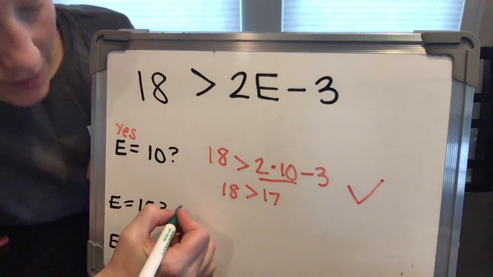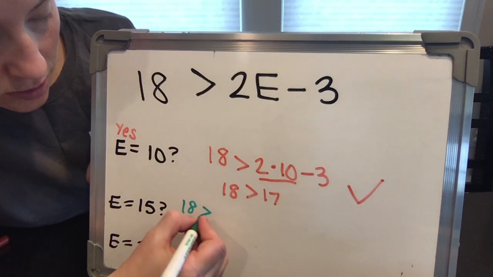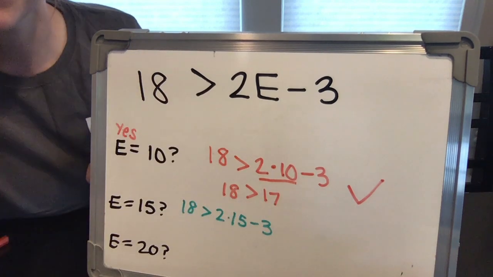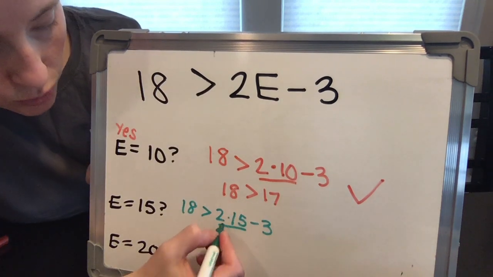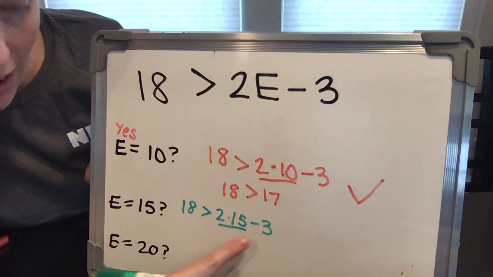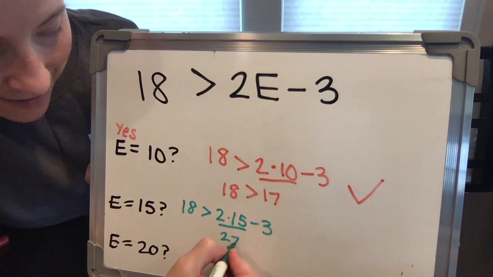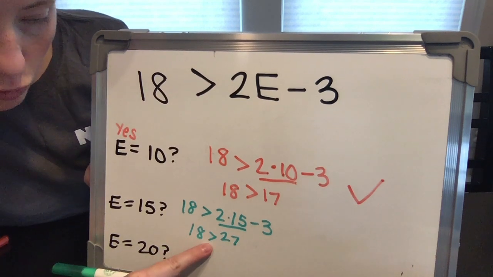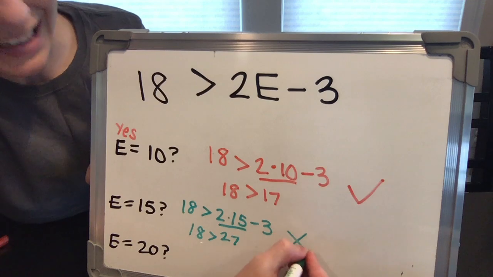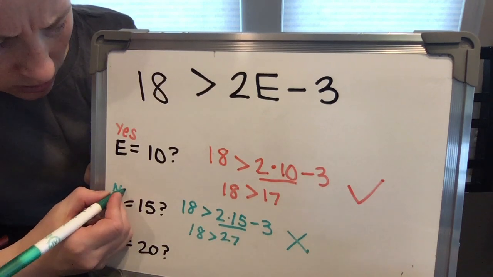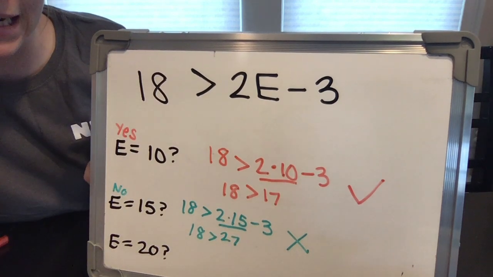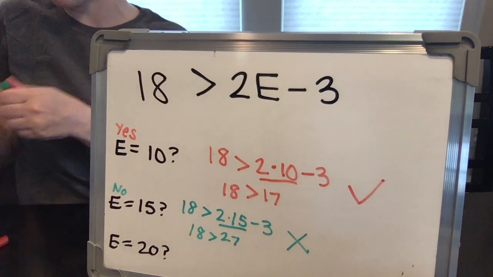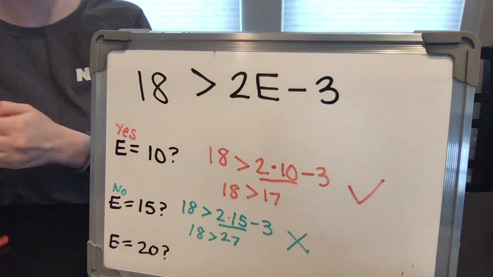E equals 15, so let's try the same thing again. 18 is greater than 2 times 15 minus 3. Okay, so 2 times 15 gets me to 30. 30 minus 3 is 27. I'm going to bring down my 18 and greater sign. So is 18 greater than 27? Absolutely not. So this is not a solution. No, e cannot equal 15 because 27 was much too big to be less than that 18 that I was hoping for. The last one we're going to try is e equals 20.